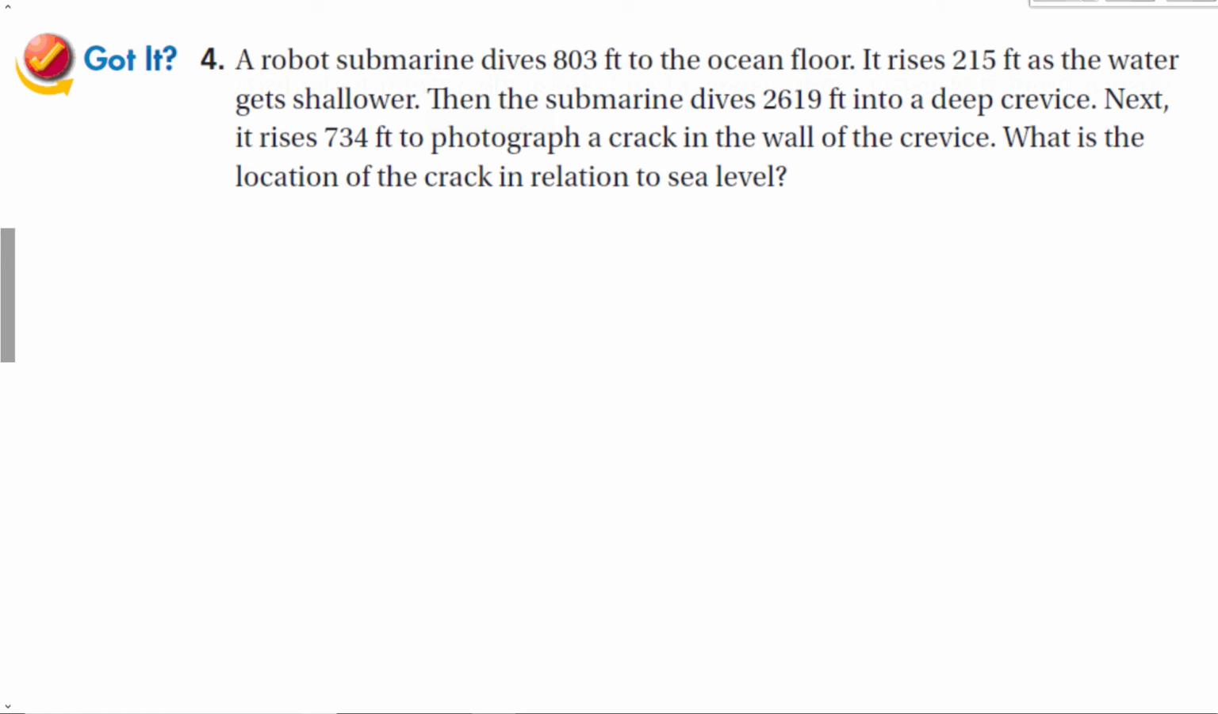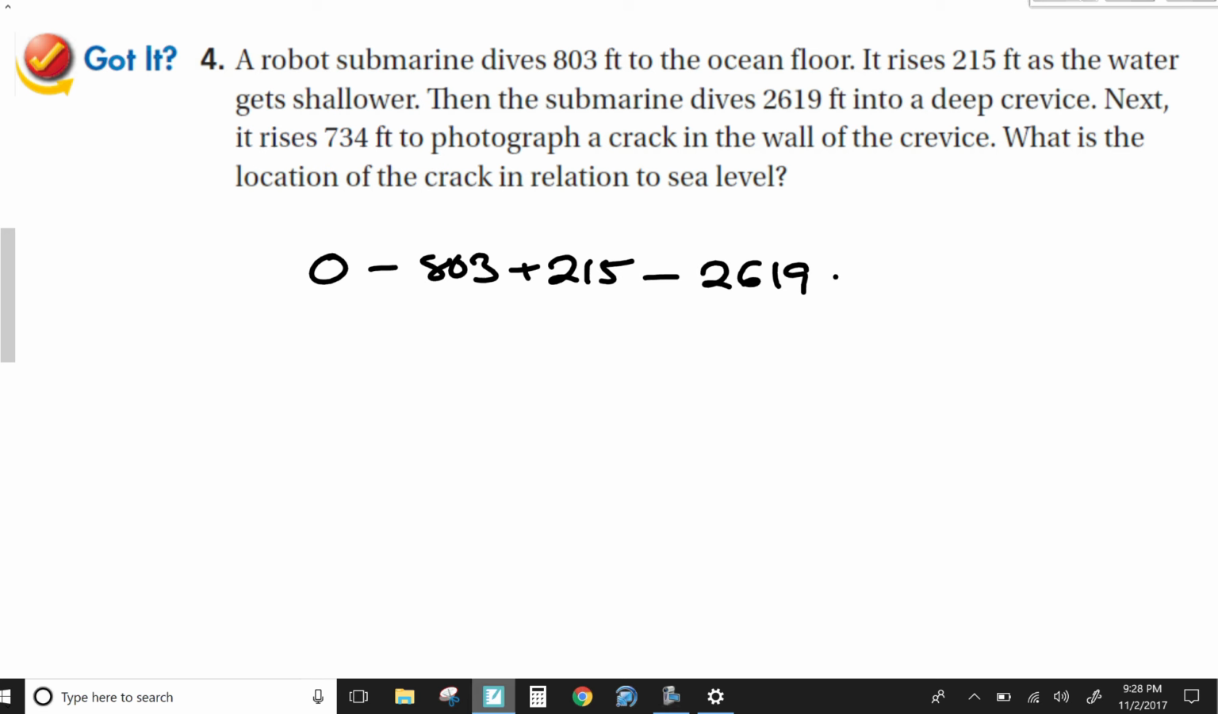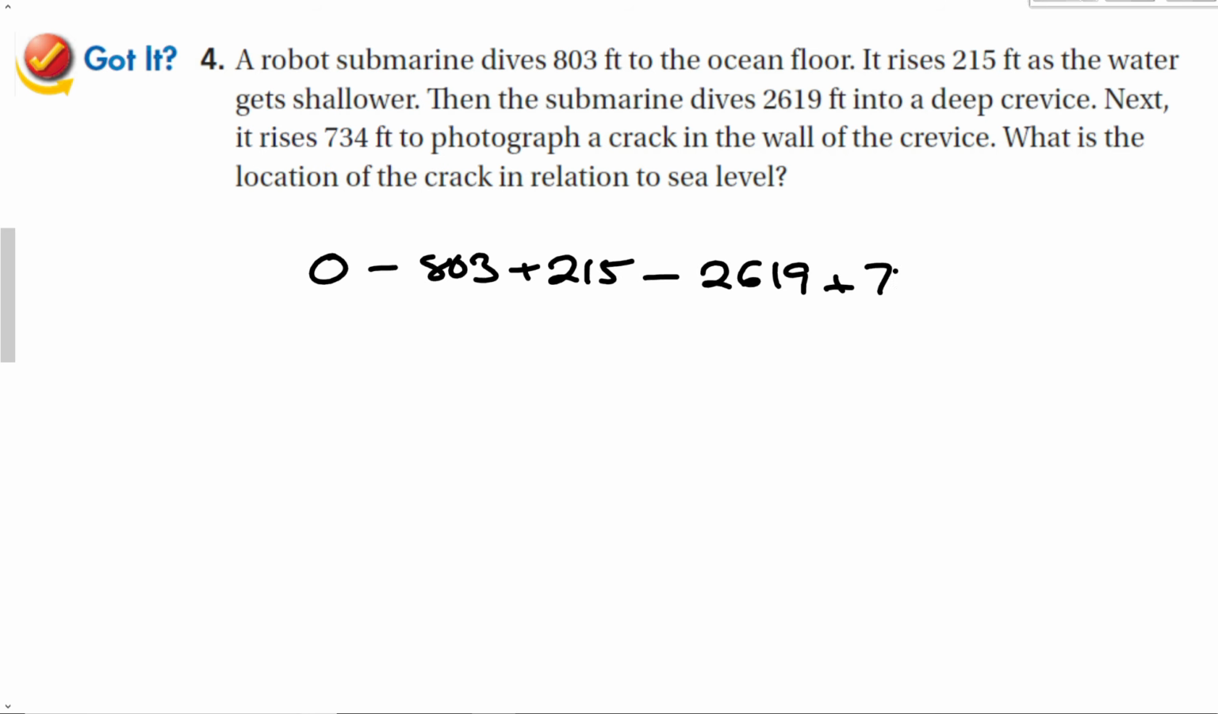Same sort of problem here. Rope Out Submarine. We're going to start at 0. It's going to dive 803 feet. It's going to rise 215 feet. The submarine then dives nice and deep, 2619, into a deep crevice. Next, it rises plus 734 to photograph a crack in the wall of the crevice. Okay? So what's the location of the crack in relation to sea level?